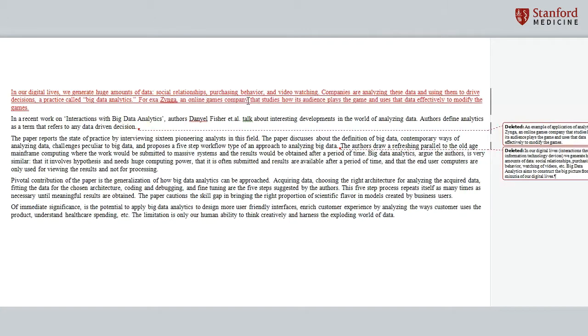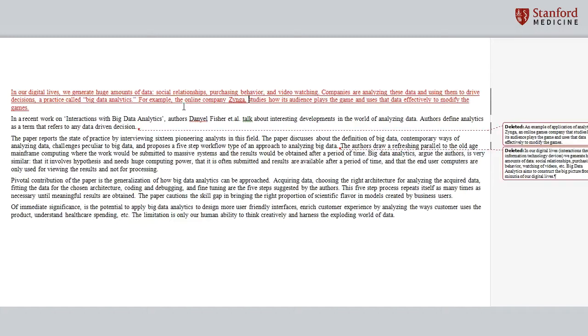So let's say, for example, the online company Zynga studies how its audience plays the game and uses that data effectively to modify the games. So now we get a really good example of exactly how this works. So now we kind of have a big picture statement of what exactly we're talking about.